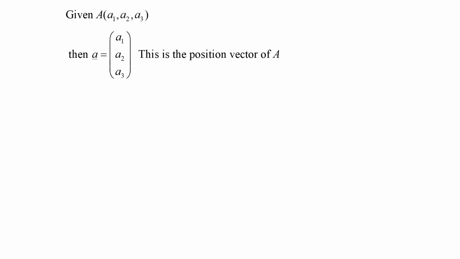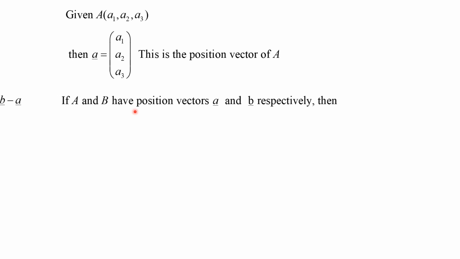For example, if you are given a vector A having components A1, A2, A3, which represent X, Y, Z respectively, then A can be written as a position vector in this form: A1, A2, A3. And if A and B have position vectors A and B respectively, then AB has to be vector B minus A. Right? This law is very important, and it's useful for you to derive vectors.